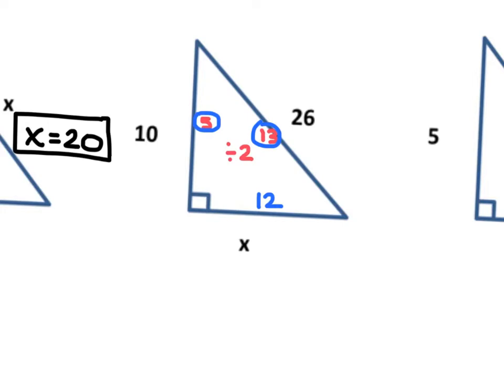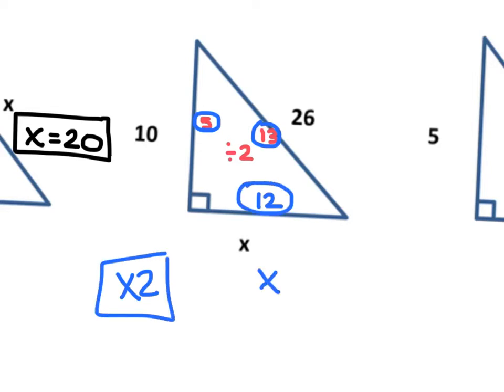Now, to unveil that it's a 5, 12, 13, I divided by 2. So to go back out, I need to multiply by 2. So my missing piece was 12 times 2. That gives me x is 24.